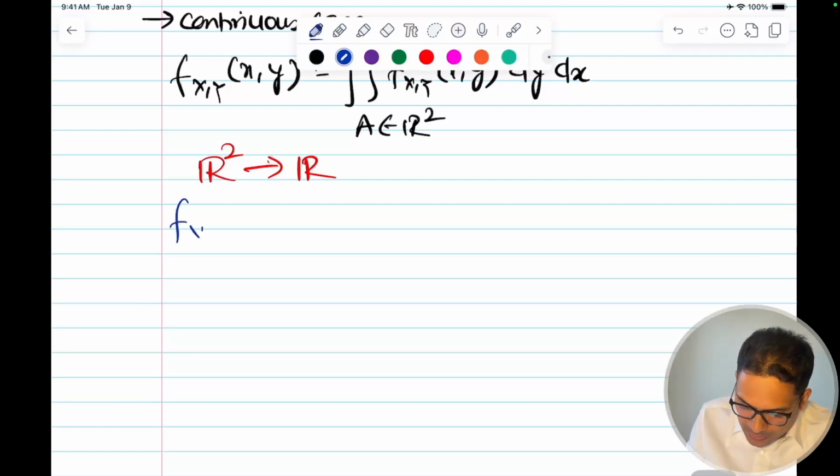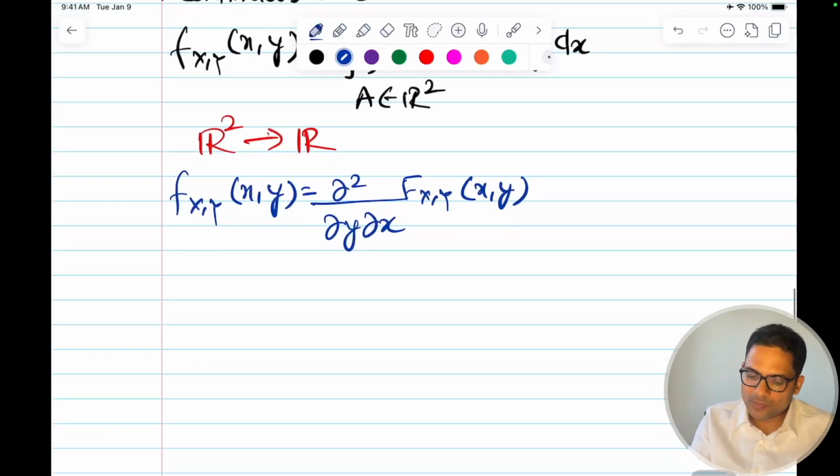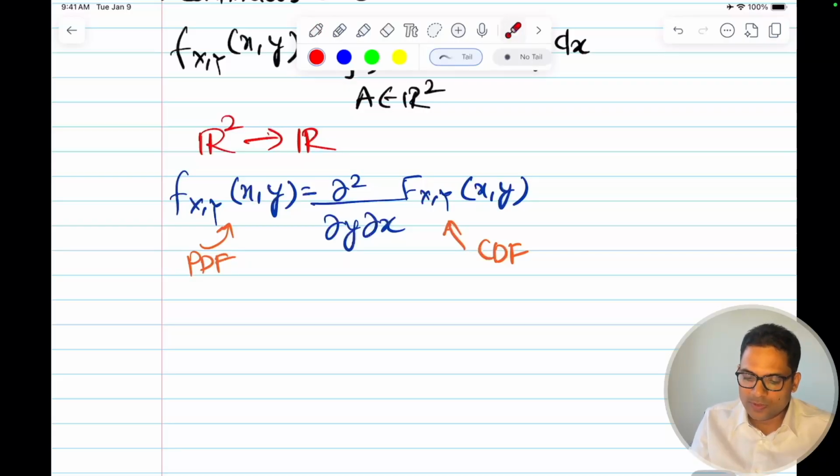F of x comma y, this is equal to the second. So we'll differentiate it with respect to both y and x. What we'll differentiate is the CDF. This is my CDF and this is my PDF. If you don't understand these notations, we'll discuss this during the calculus. This is the partial derivative with respect to y and then the partial derivative with respect to x.